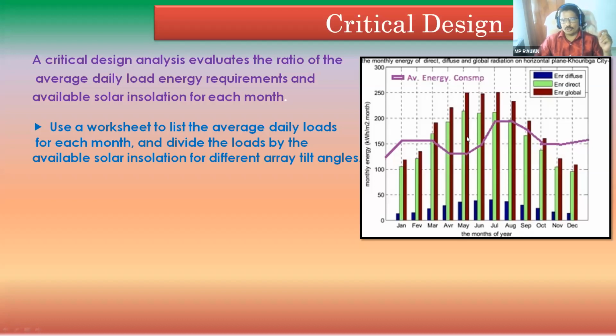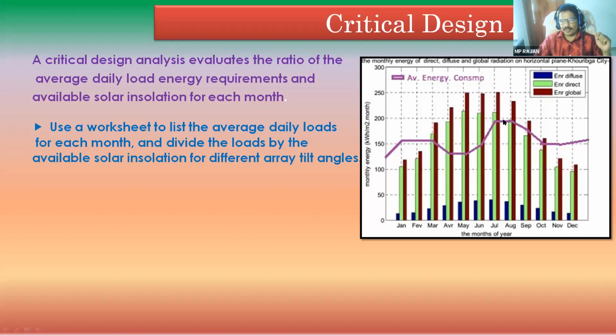From March to September, we can see a good amount of solar energy we are getting. This is because of the season. Now this violet line is showing your load requirement every month. It's an approximate load average, you can say. You can see in the month of December and January, the load requirement is less, whereas in June, July, and so on, your energy requirement is more.